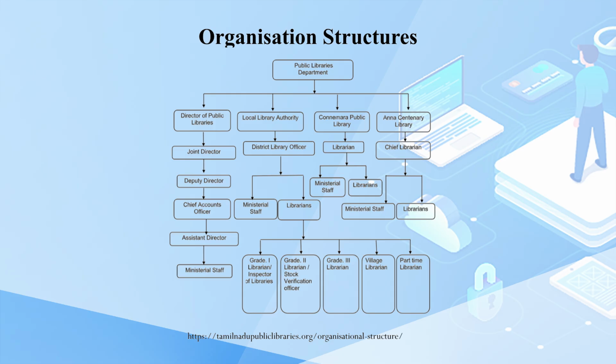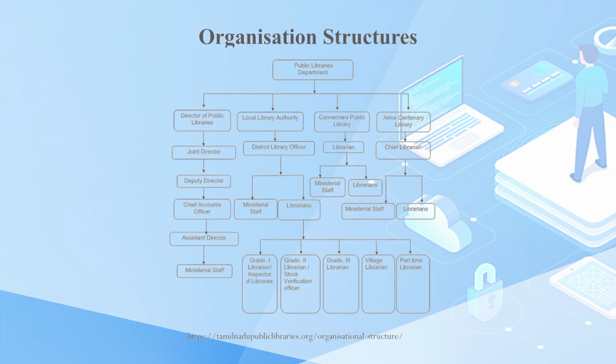I have given one example of the public library structure: the director of public libraries, the local library authority, comprehensive activities of this, and then the joint director, deputy director, library director, and this kind of activity. You can see how this process goes. I have given just one example. We can find others from different sources. I have also given the source. From different sources, you will get different examples.